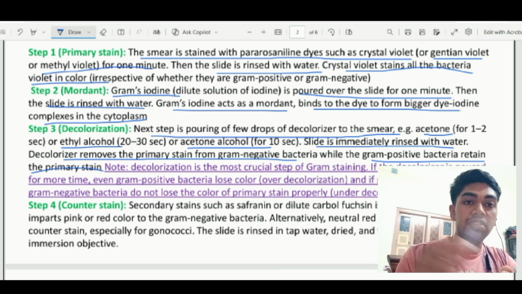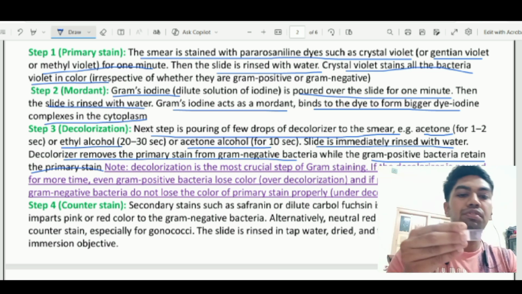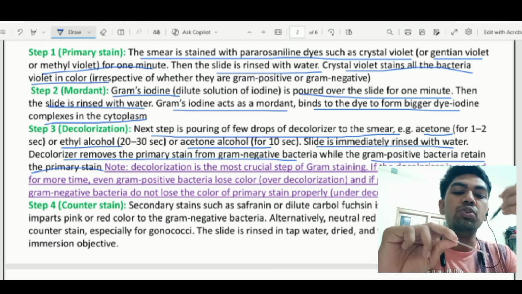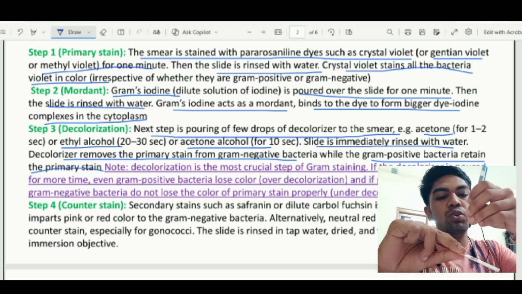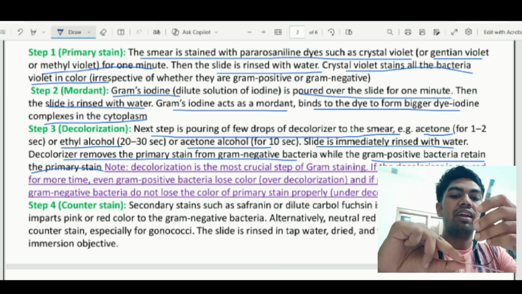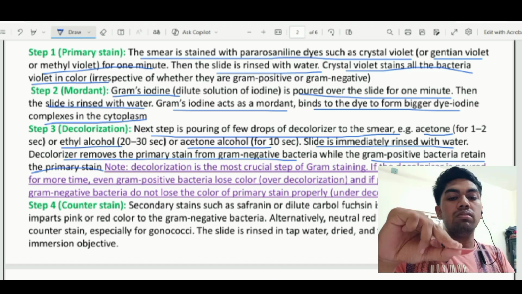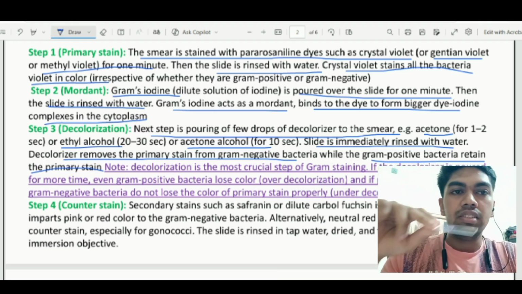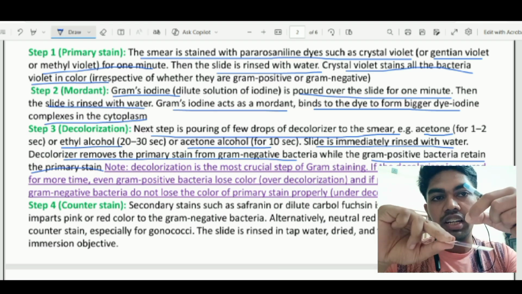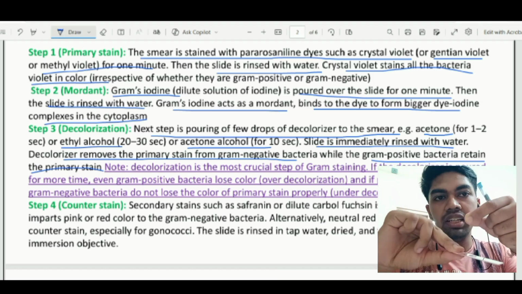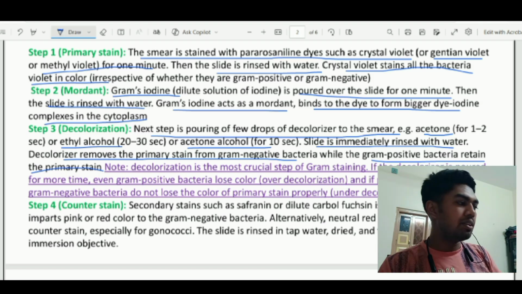So suppose this is a slide, and you are putting the decolorizer over it. You have to just put the decolorizer and wash it. Not like that you put the decolorizer and keep waiting for a time you don't know. Not like that. This is the slide. You put the decolorizer and immediately, after 1 to 2 seconds, you wash it off like that.